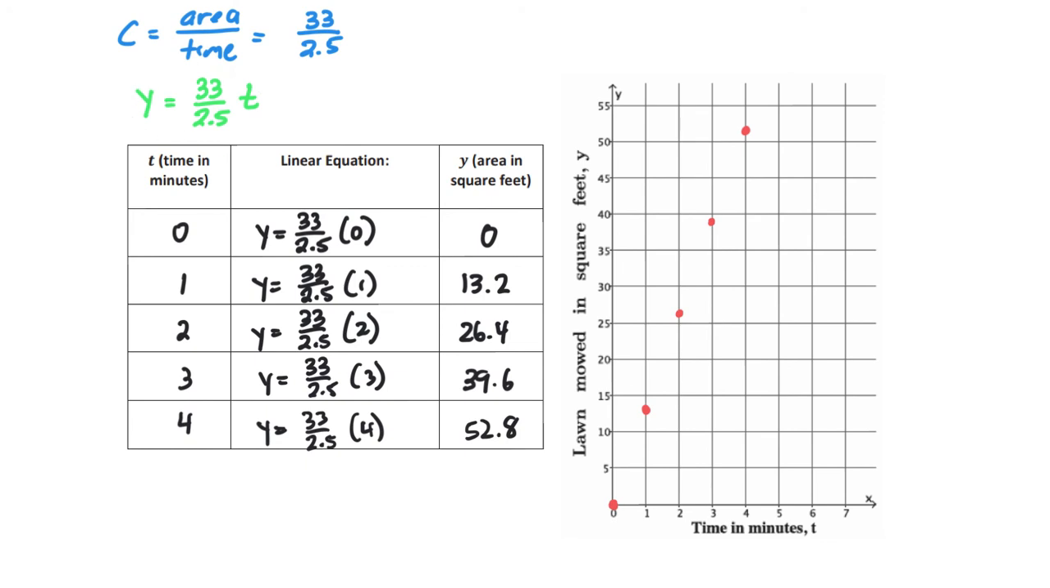And for 11 minutes, all we have to do is plug in 11. So I'm going to come down here and I'm going to have y equals 33 over 2.5, and instead of t, I'm going to plug in 11, which is exactly what we've been doing. And if I just hop on my calculator really quick, I can determine that she can mow 145.2 square feet in 11 minutes. That's it. Pretty straightforward stuff. So you can go ahead and practice this, and we'll see you next time.